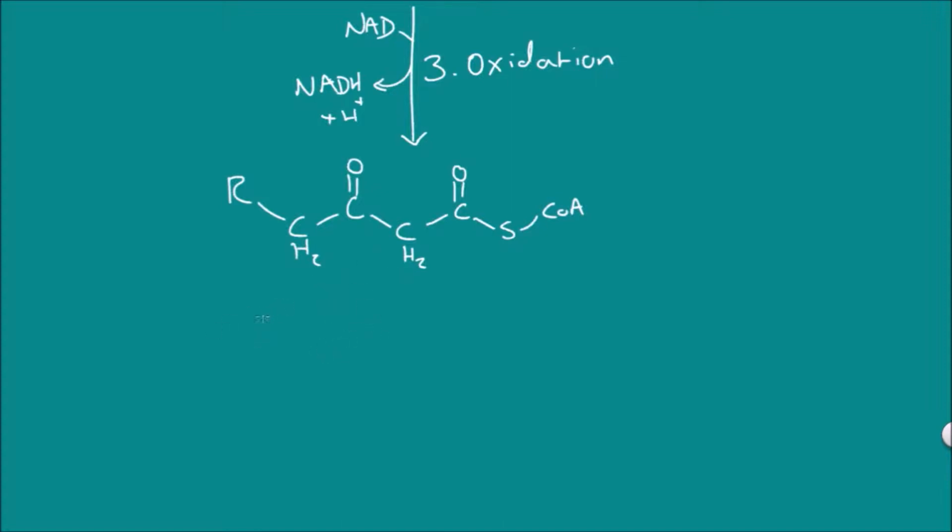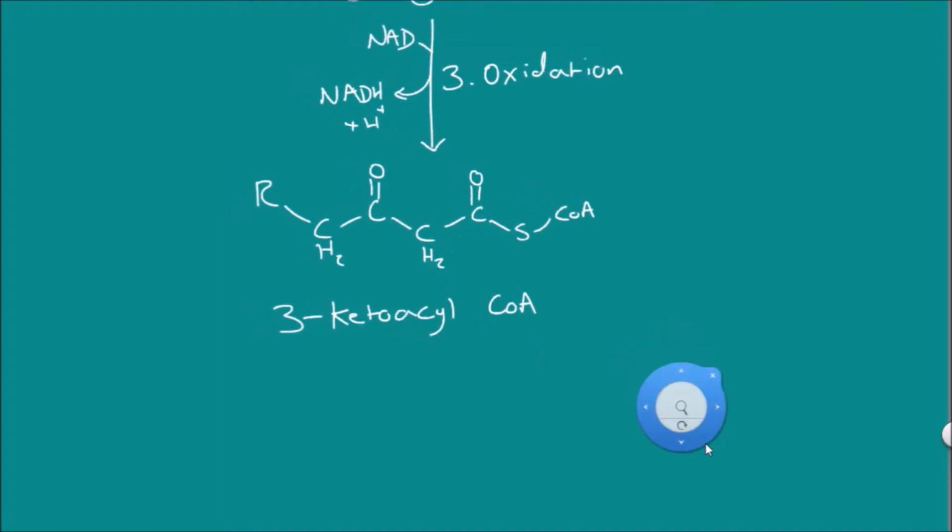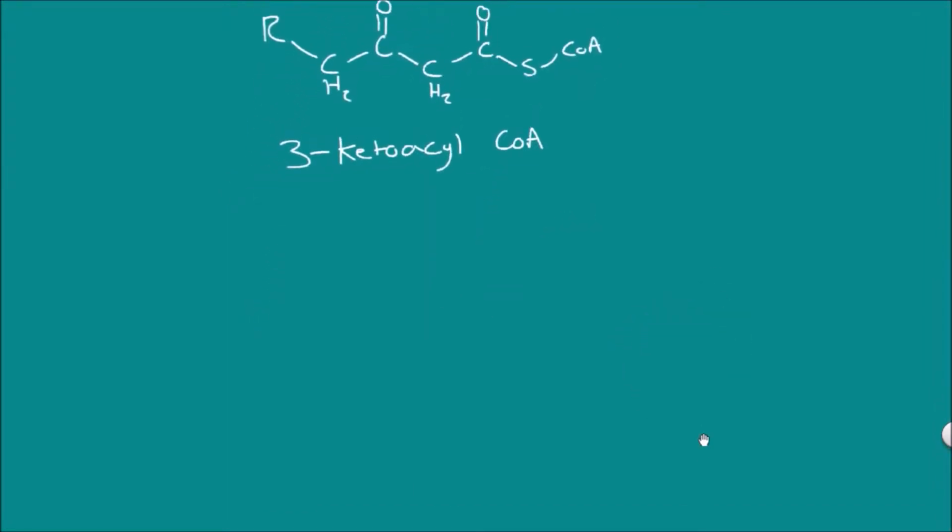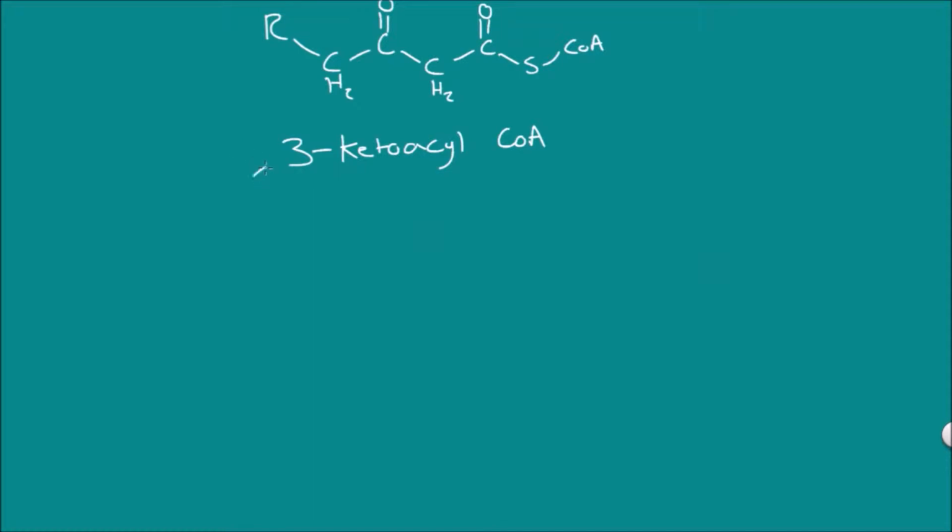So we can work out the name again. This molecule is called 3-keto-acyl coenzyme A. There's a ketone group on carbon 3 of an acyl molecule which is bound to coenzyme A. This then brings in our final step, being thiolysis.